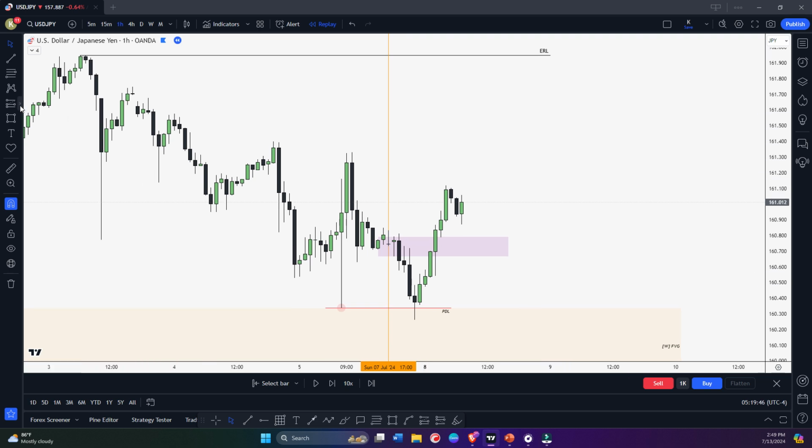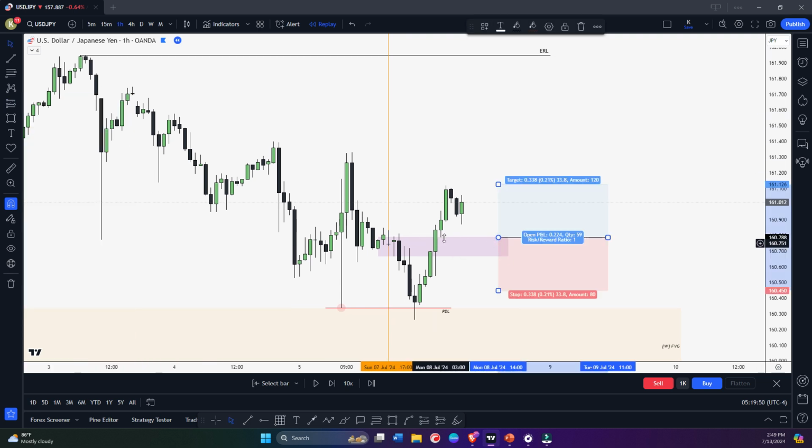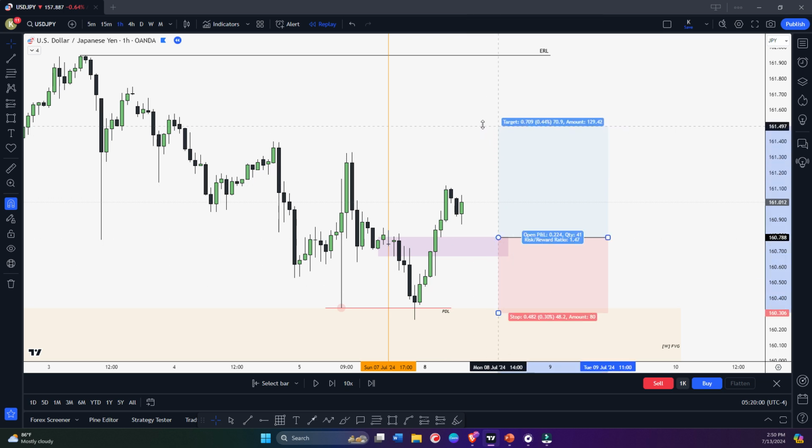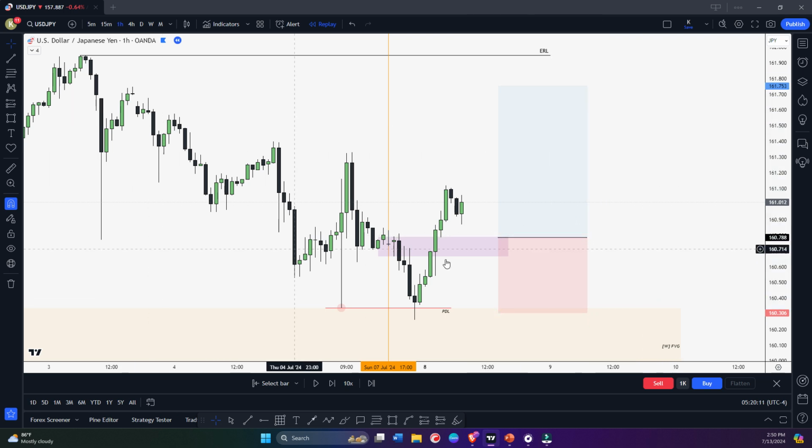So what I did, I simply placed the limit at the opening of the fair value gap. I put my stop loss below the low. I put my stop loss here, and simply I'll target 1 is to 2 risk reward. Somewhere 1 is to 2 will come here. But as this is a swing trade, I also book profit when the market grabs some sort of liquidity.